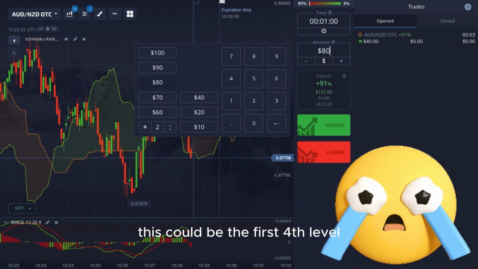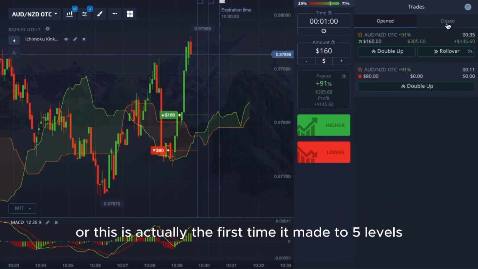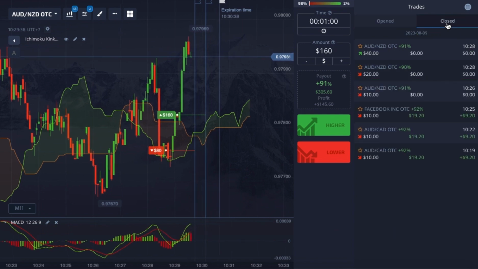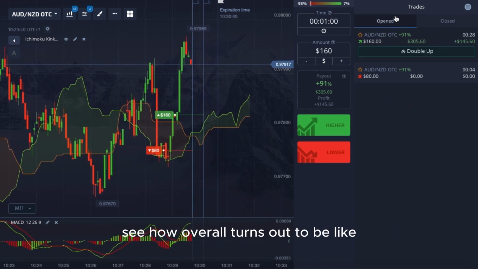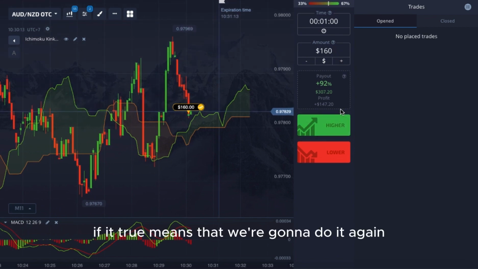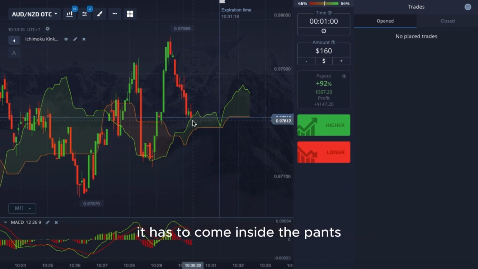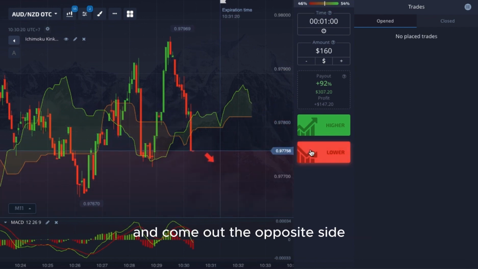This could be the first 4th level. Well, this is actually the first time it made it to 5 levels. Let's see how our overall turns out to be like. Oh my god, it drew. If it drew, means that we're going to do it again. And we're going to go for the same value. It has to come inside the bands and come out the opposite side.